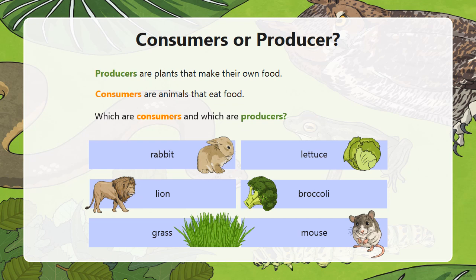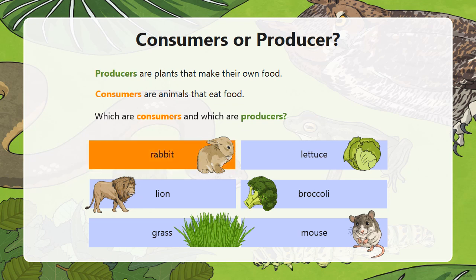Is there any answers? Plants produce their own food. That's why they are producers. Animals move and search for food. They eat the grown plant. So they are consumers.